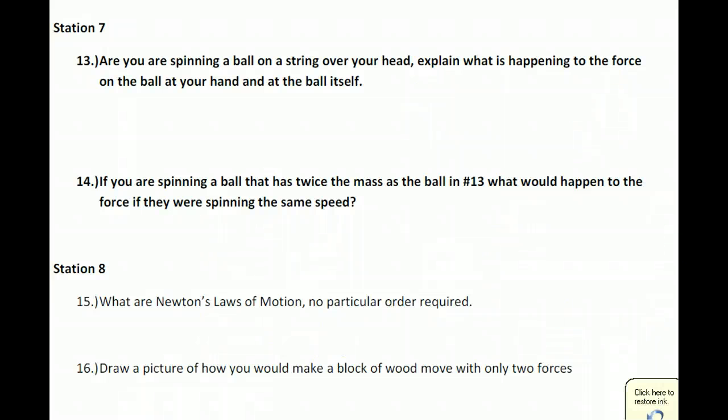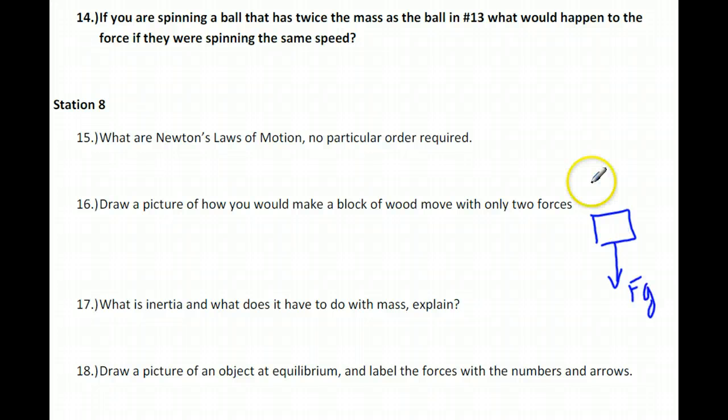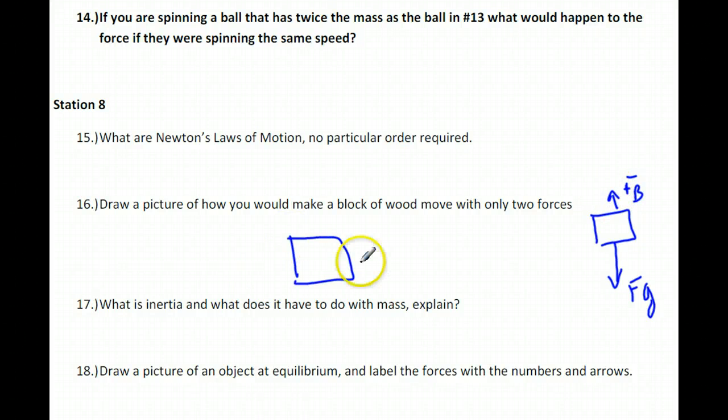Draw a picture of how you would make a block of wood move with only two forces. The easiest way to make a block of wood move with only two forces is to just drop the block of wood, because the force of gravity is going to pull it down, and then you're going to have some amount of air force, the buoyancy from the air, that's going to push it up, but it's still going to fall down because wood doesn't float in air. But you could think about it the same way we did with the question from the warm-up the other day, where if I push on this corner of the block and you push on this corner of the block, it will actually spin. And remember, we called that torque.